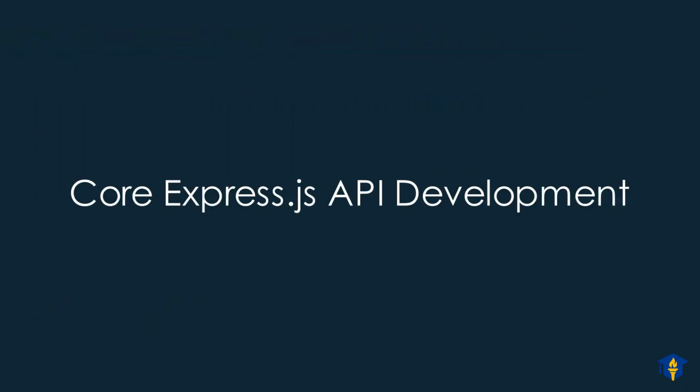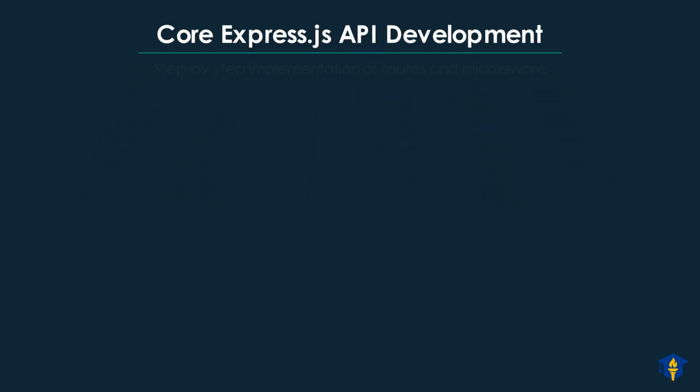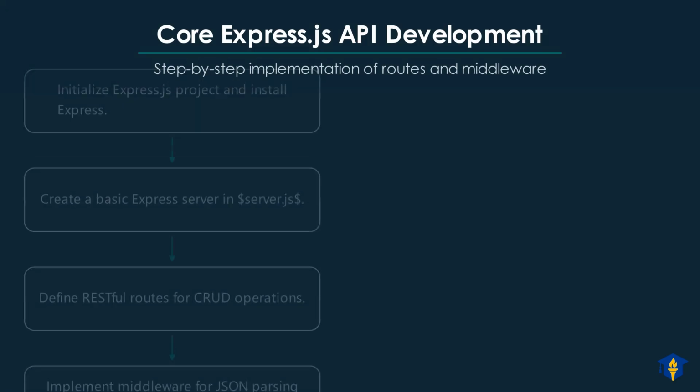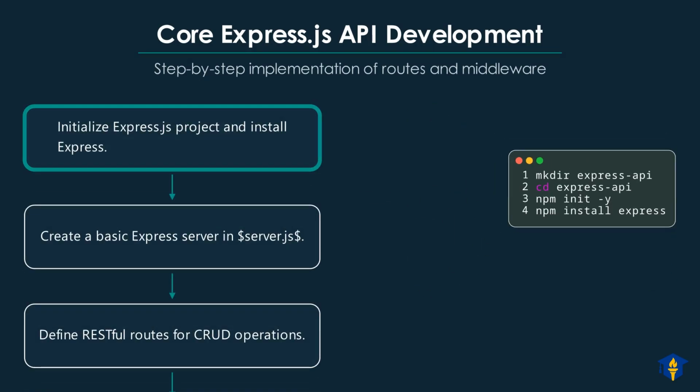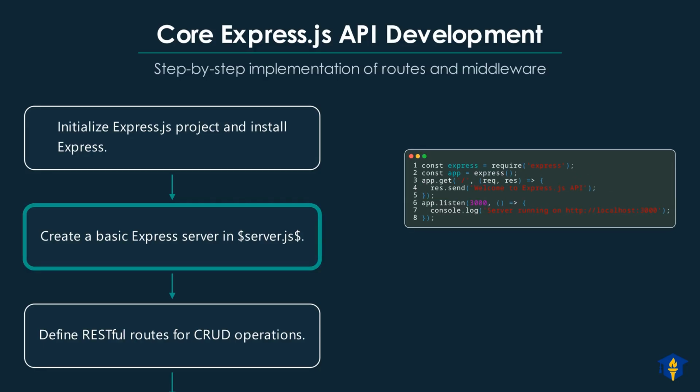We'll now dive into core Express.js API development, focusing on step-by-step implementation. This section will guide you through implementing robust routes and middleware for your APIs. First, initialize your Express.js project by creating a directory, navigating into it, and installing Express. You will create an Express API directory, initialize npm, and then install the Express framework. Next, create a basic Express server in a file named server.js.